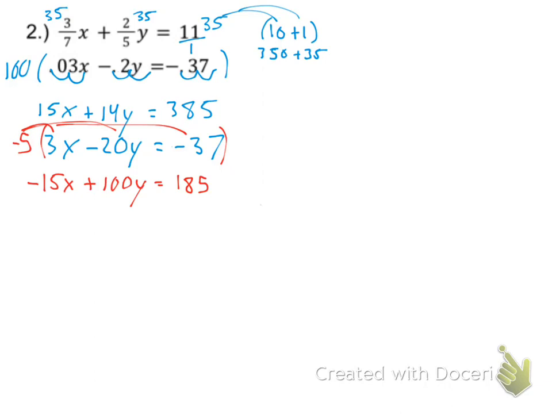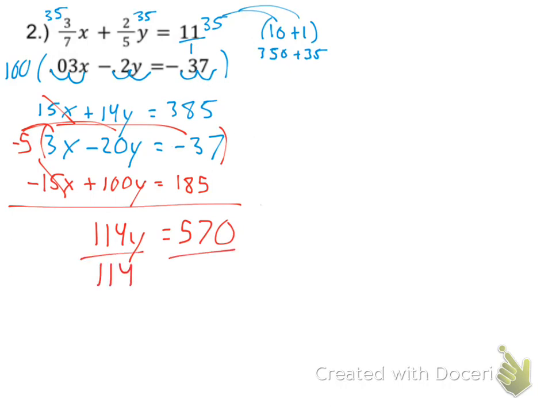And then what do I do with that top equation and the bottom one? Not subtract. One's positive, one's negative. I'm going to add because I engineered the 15x and the negative 15x to disappear. 114y equals 570. Correct. And then to get y by itself, you're just going to divide by 114. So it ends up equaling 5.